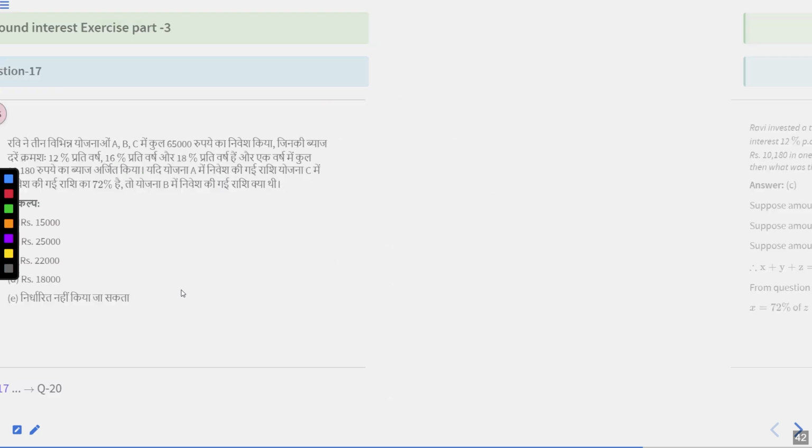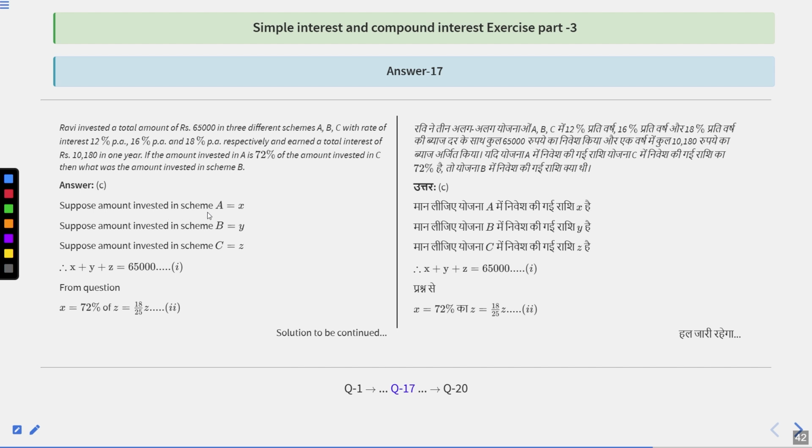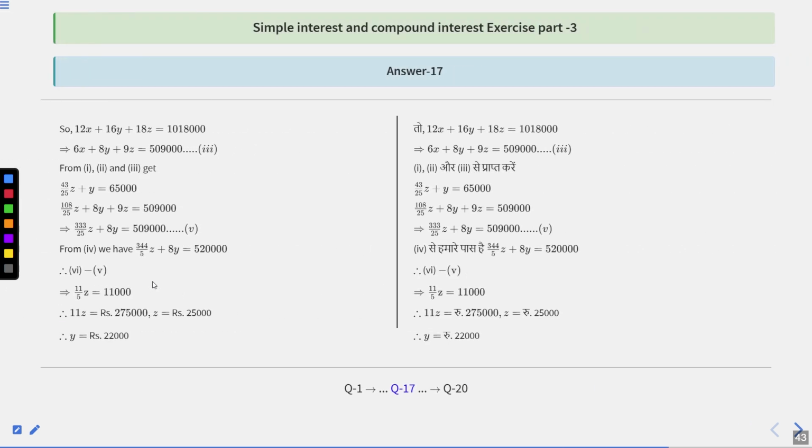Now time's up. Let's see the solution. Suppose the amount invested in scheme A is X rupees, in scheme B is Y rupees, and in scheme C is Z rupees. So X plus Y plus Z will become 65,000. This is our equation 1. The question says that the amount invested by A is 72% of the amount invested by C. So we can let X equal 72% of Z, or we can say that 18 by 25 Z equals X. Solution to be continued.